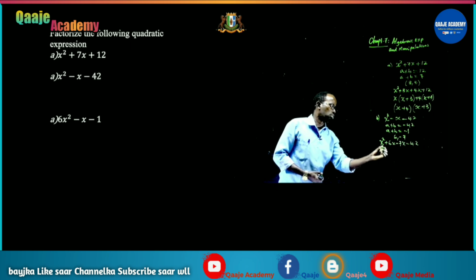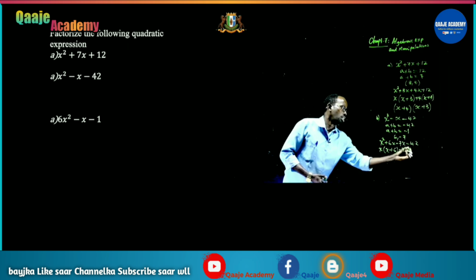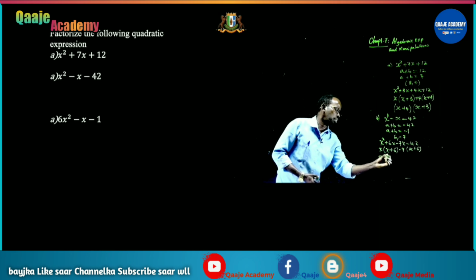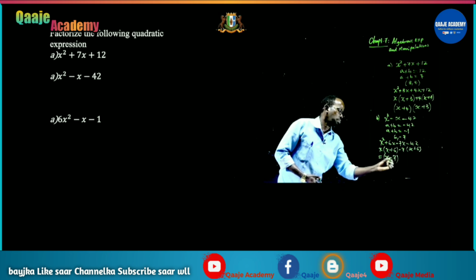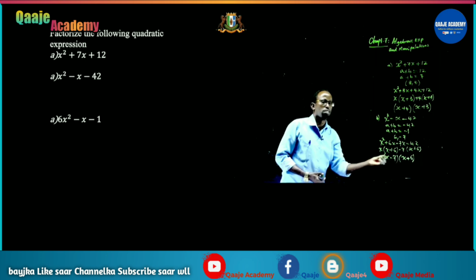And then factorize. This one, you get x outside, x plus 6, minus 7 outside, x plus 6, you get x minus 7, and then x plus 6.